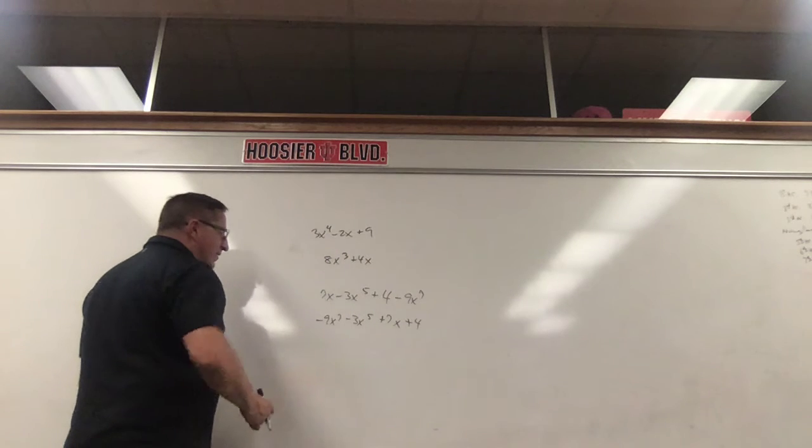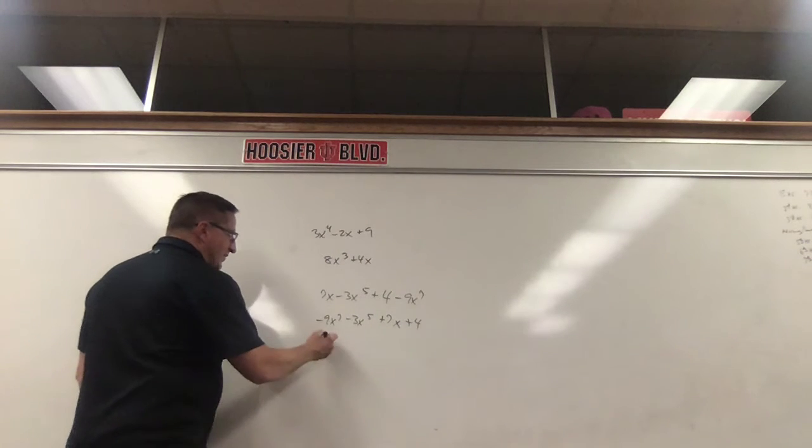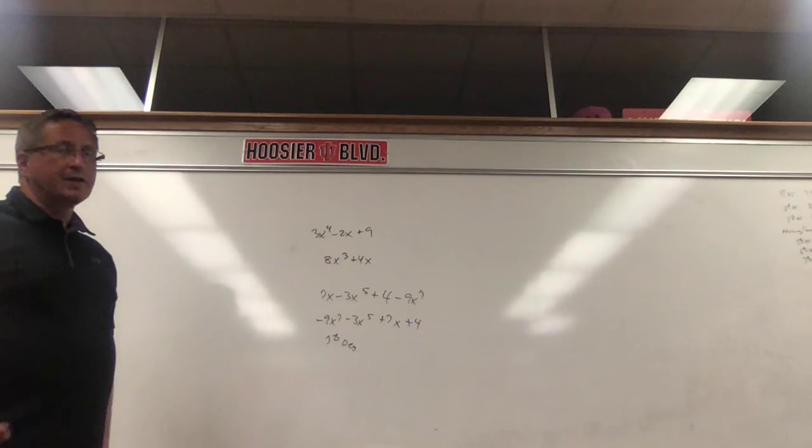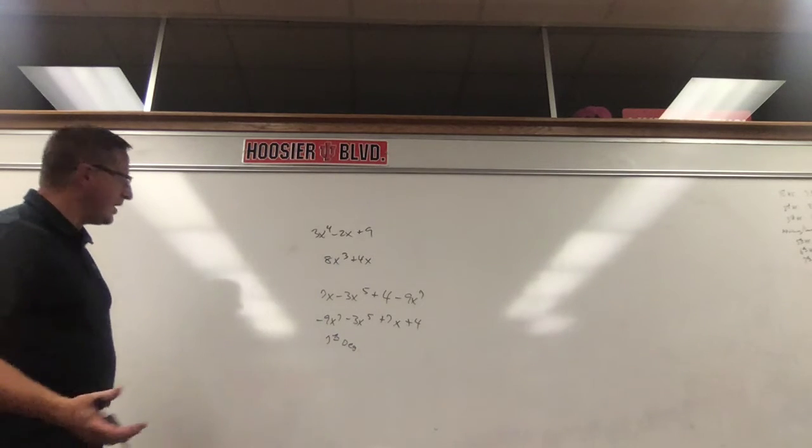Also, you need to understand that this is what is called seventh degree. The reason why it's seventh degree is that it's the highest exponent. That's all it is. Degree is the highest exponent, all right?